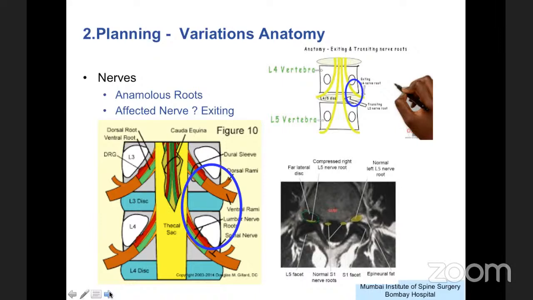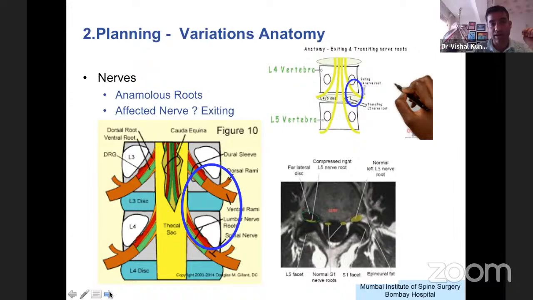Vishal, 3 minutes more. 3 minutes more. Either you can just fuse it or you can do it from the contralateral side.